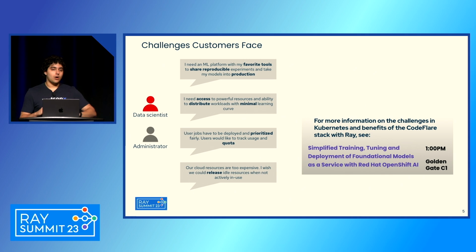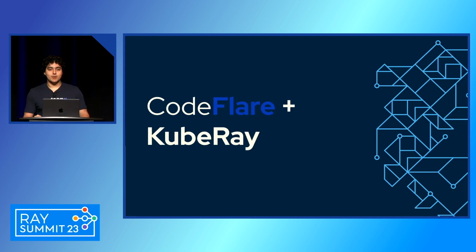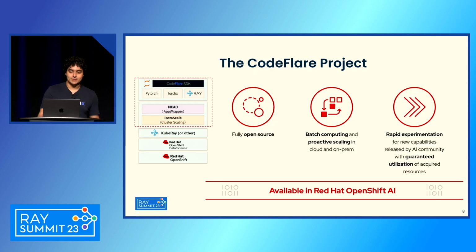So if you want to learn all about the challenges that we've faced at IBM and Red Hat on doing that fine-tuning and training in Kubernetes and OpenShift, feel free to check out our talk at 1 p.m. in the Golden Gate C1 to learn about all the details and how we came up with the benefits that CodeFlare brings today. But what I want to do right now is just talk briefly about what CodeFlare is, how it works with Kubre, and how you can get started spinning up Ray clusters and using them in your Kubernetes environment, both for data scientists and administrators.